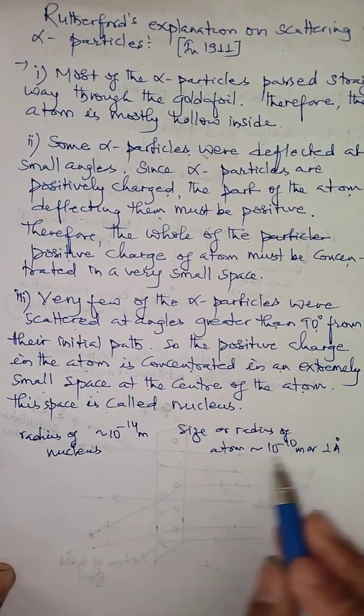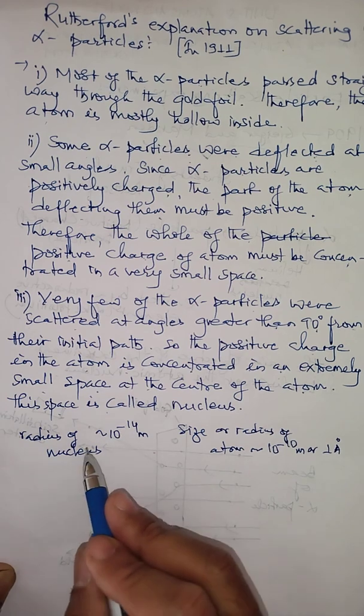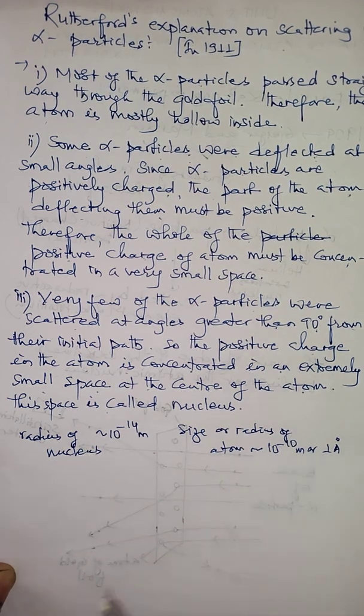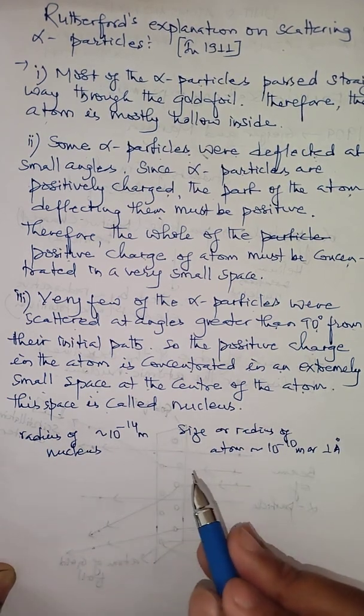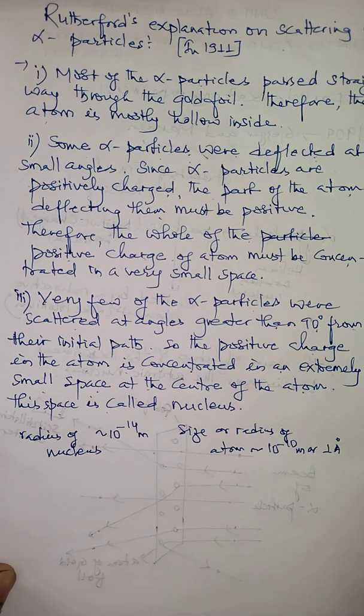So just compare the radius of the nucleus with the size of the what? Atom. So it is very small. That means every atom consists of a nucleus, and the nucleus size is very small compared to the size of the what? Atom. Now there are other important observations and conclusions drawn by Rutherford from this experiment, and that you will learn in the next YouTube video.